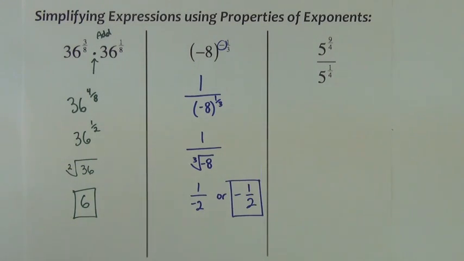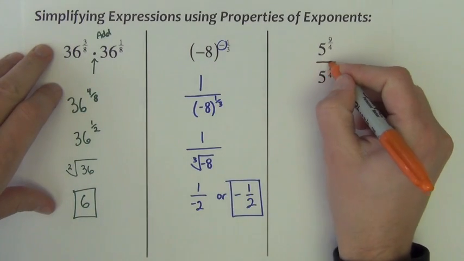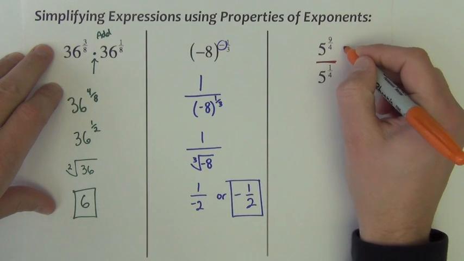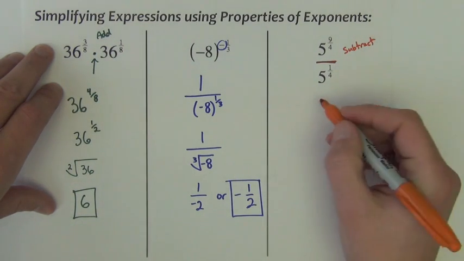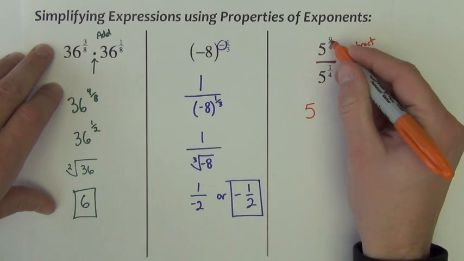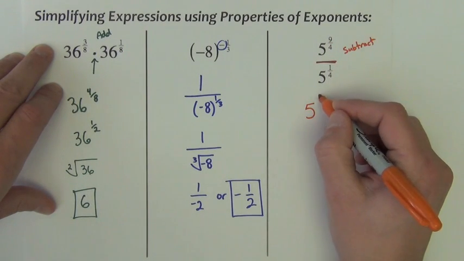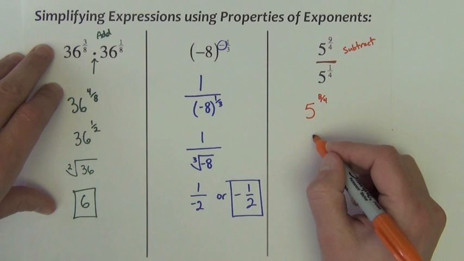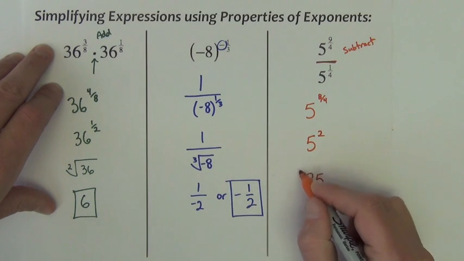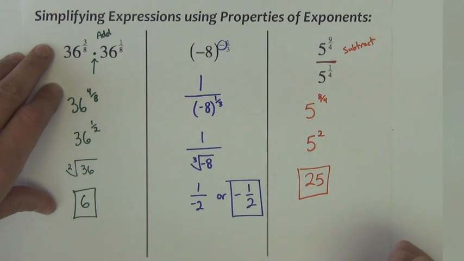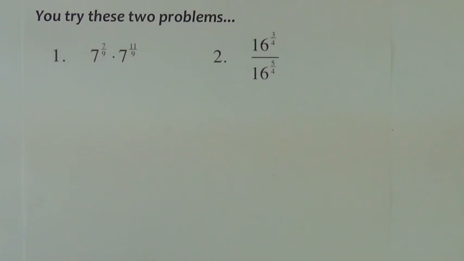Last one, when we are dividing, the rule says that you can subtract the exponents. So this would be 5 to the 9/4 minus 1/4 is 8/4. Reducing that fractional power makes 5 squared, which makes 25.